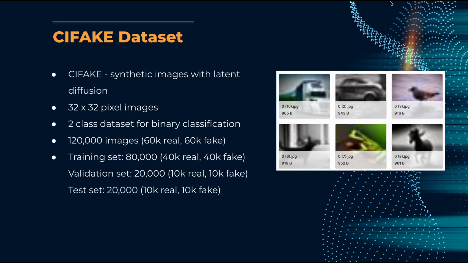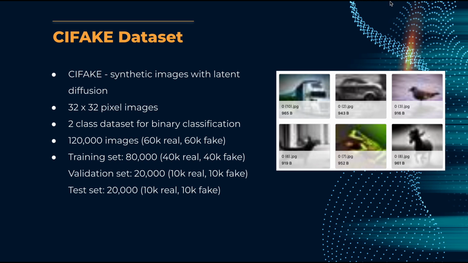The CI fake dataset is a dataset of real and synthetic images generated with latent diffusion taken from Kaggle. It is a two-class dataset with real and fake as the two classes, which means that we will be utilizing binary classification within our machine learning models. There are 120,000 images total in the dataset, breaking down into 60,000 real images and 60,000 fake images.